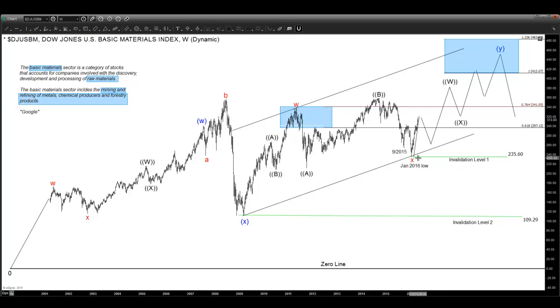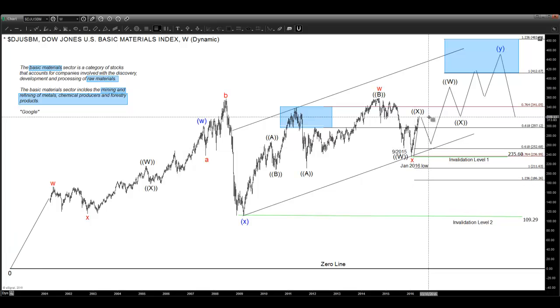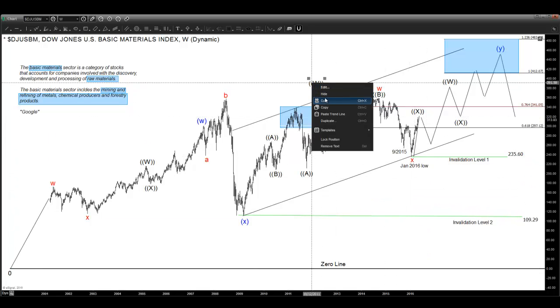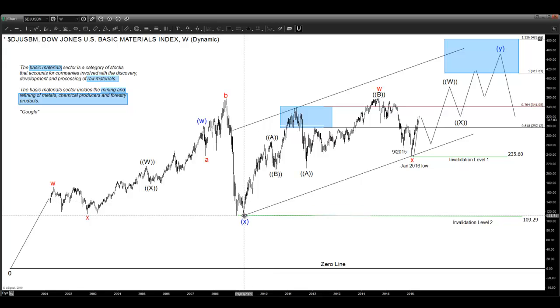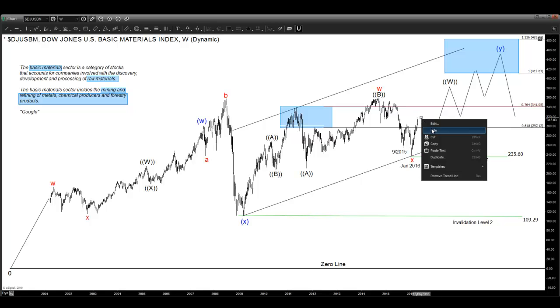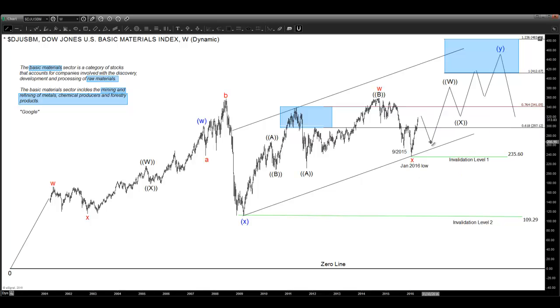So when the pullback happens, our distribution system is going to let us know if this pivot here would continue to hold or not. If this pivot gives up, that would mean that the red W goes here, and this was your first leg of the correction. This was a flat as a connector. In other words, it will have a W here and X here, and then you will look for a test of, let's say, the 12,186 area, where buyers should appear again as long as this level and this pivot here stay intact. Okay.